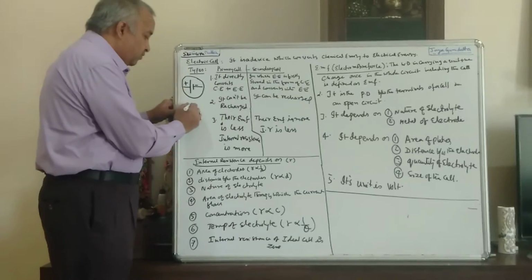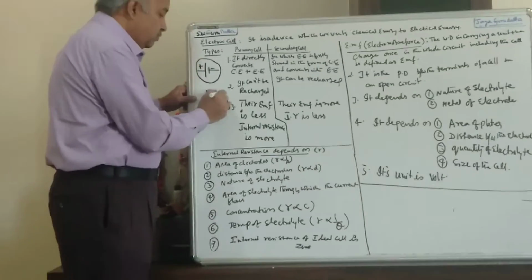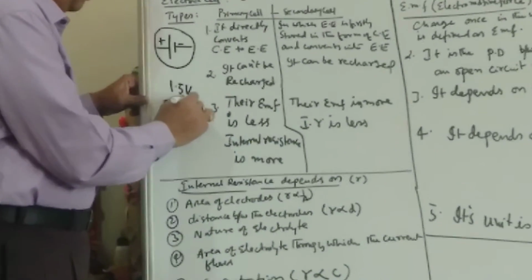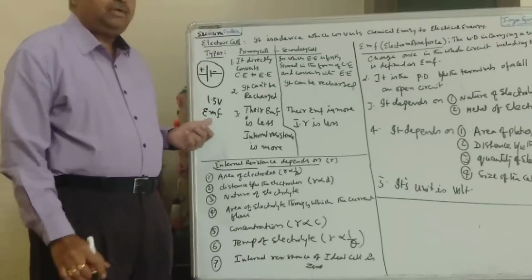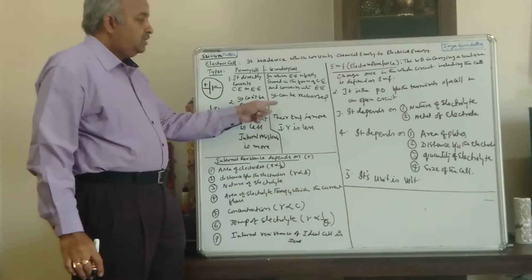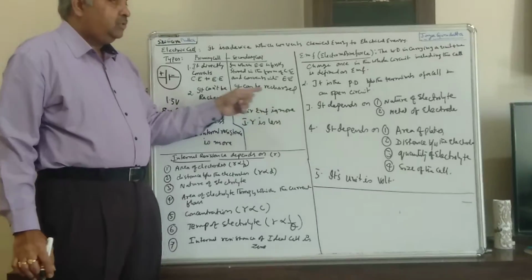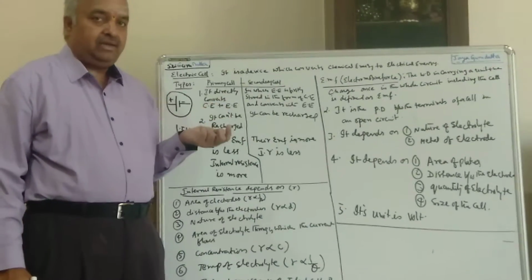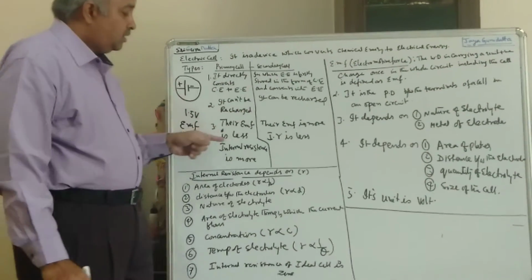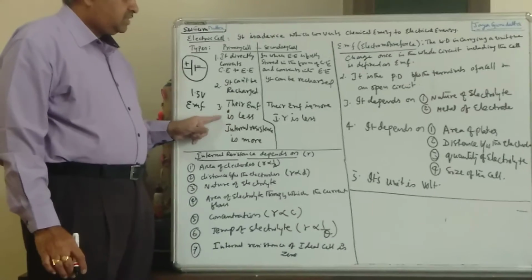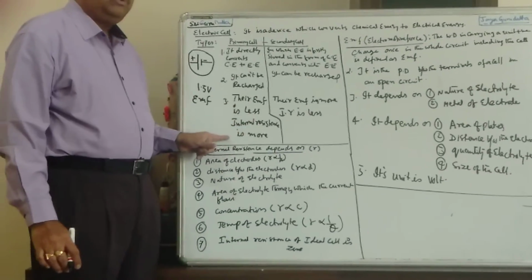Now, this primary cell can't be recharged. It has a value of 1.5 volt, that is EMF. EMF means electromotive force. Here the secondary cell can be recharged. As you know, a cell can be recharged, like a mobile can also be recharged.